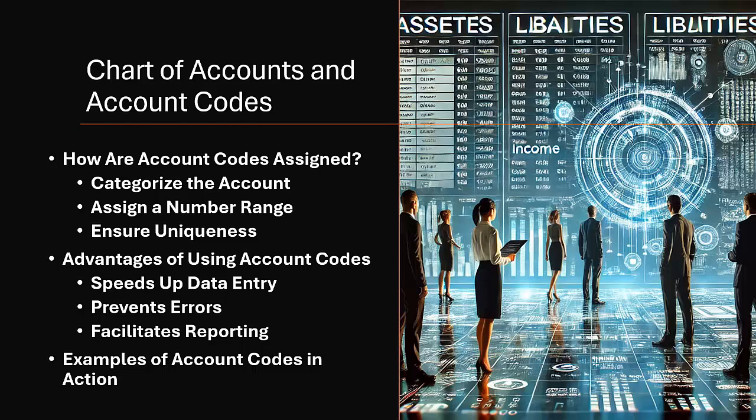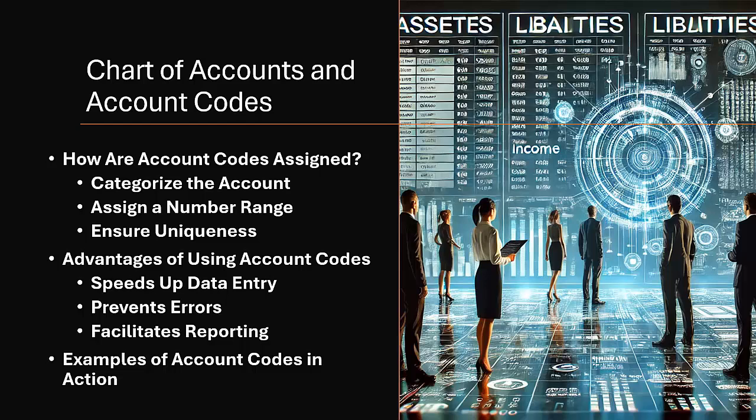Step 2. Pick a number range. Next, choose a number within the range for that category. For example, assets might start at 1,000, so cash could be 1010. Expenses might start at 5,000, so rent could be 5010. Step 3. Make sure the code is unique. Every account needs its own unique code. For example, cash account might be 1010. Accounts receivable might be 1020.